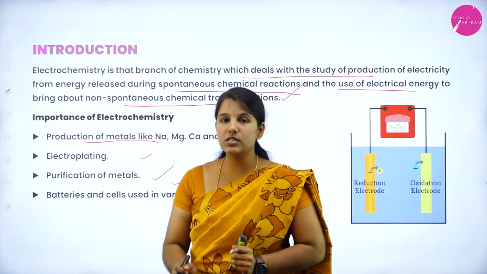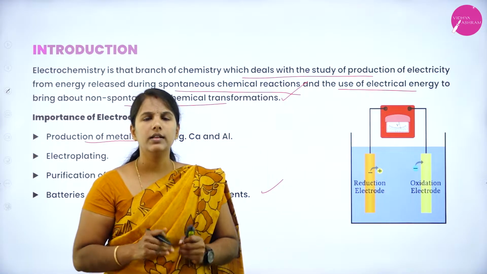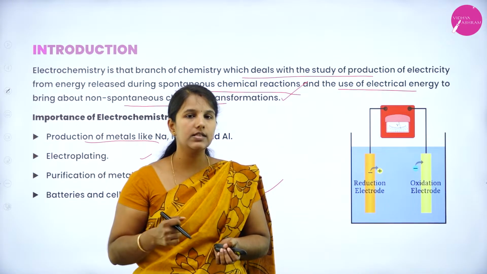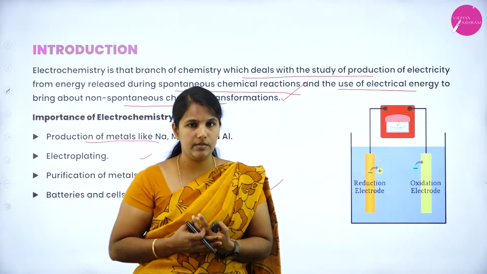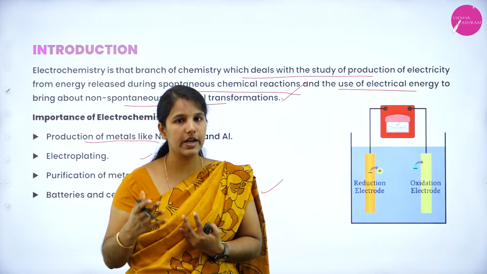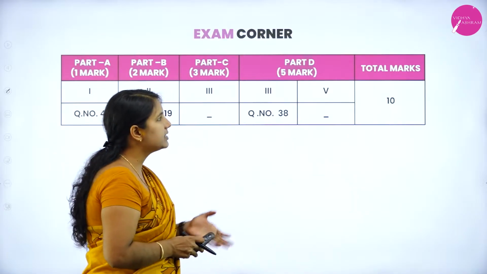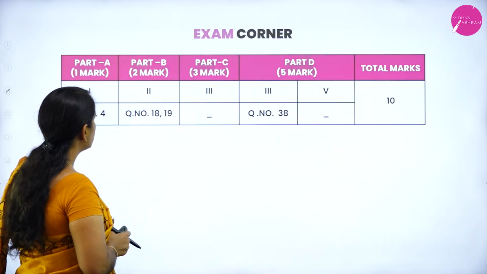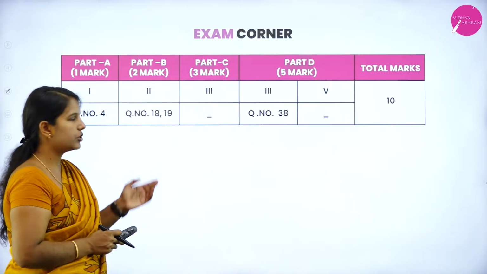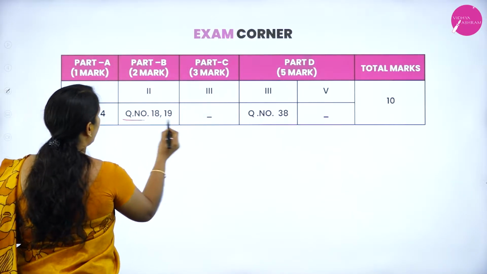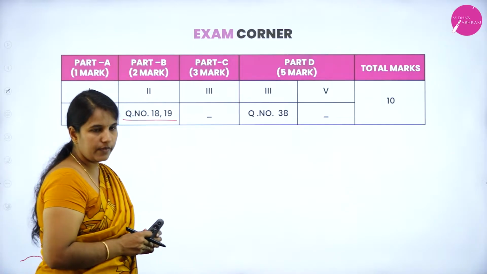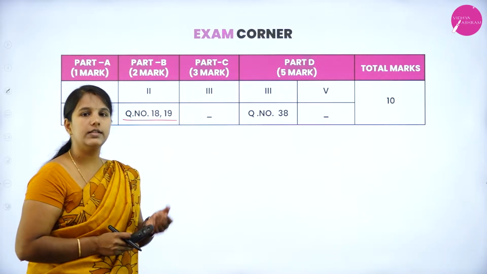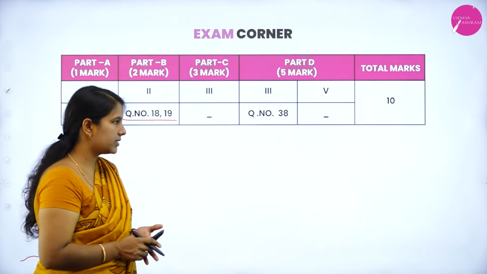Coming to the most important part of this unit, there are two parts. One is about conductivity, and the other is about the types of cell. That is very important to understand from this unit. Let's see the weightage of this unit first. From this unit, we can expect 10 marks. There is a 1 mark question, question number 4, and in part B, questions number 18 and 19, which carry 2 marks each, and definitely from part D, one question which carries 5 marks. In that, equation-based numericals can be asked for 3 marks.